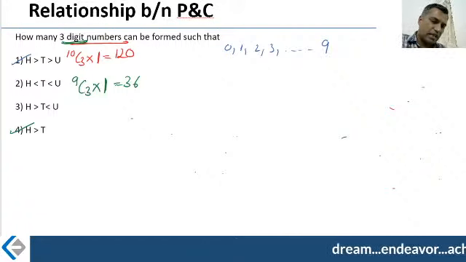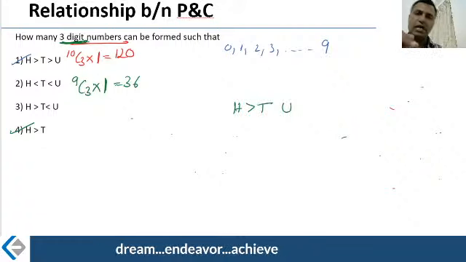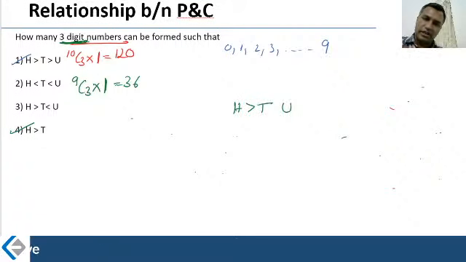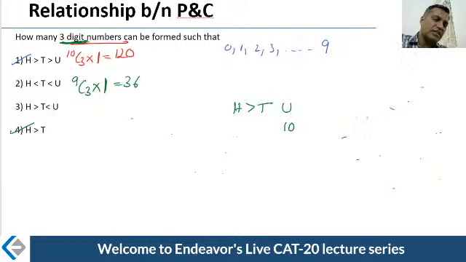Digit in the hundreds place is greater than the digit in the tens place. Hey, what about the units place? Because if you are forming a 3-digit number, there are 3 places: hundreds place, tens place, and units place. Here, units place, no restriction. What do you mean by no restriction? Use any of the 10 digits, 0 to 9. There is absolutely no restriction.